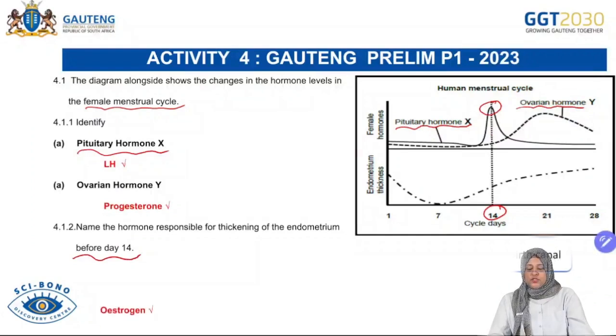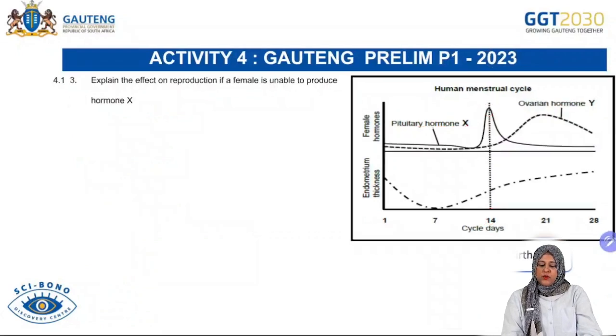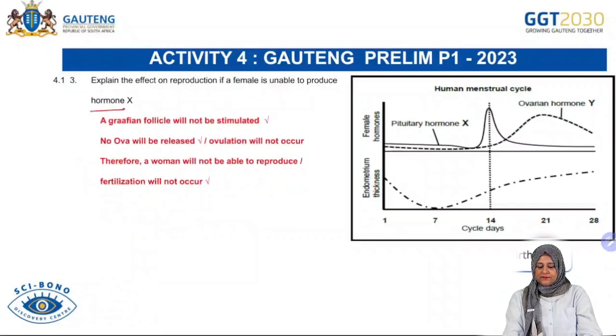Explain the effect on reproduction if a female is unable to produce hormone X. So if she is not able to produce the luteinizing hormone, the follicle will not be stimulated, no ova will be released, ovulation will not occur, and therefore this female will not be able to reproduce, and obviously fertilization will not occur.